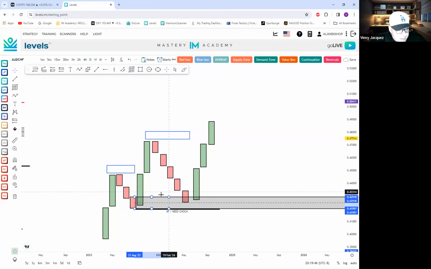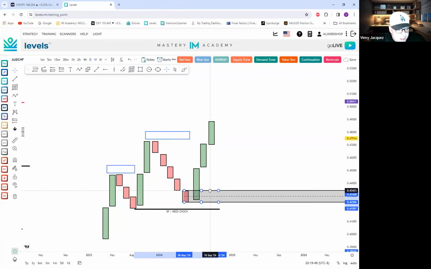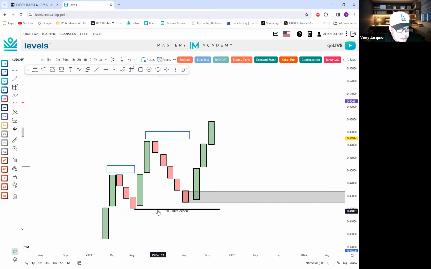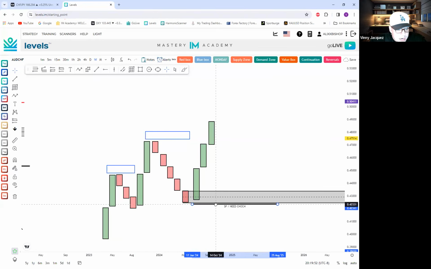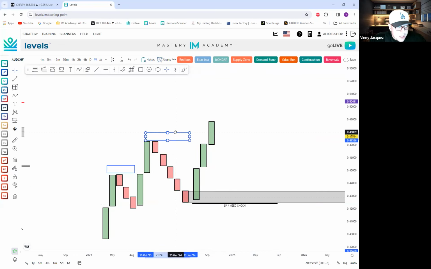Right? So now our zones, we just got to stay fresh. For me, I'm just keeping it fresh with the starting point. I should be keeping my zone updated. And again, levels will do this automatically for you. But if you're trading on TradingView, you should definitely do that yourself. You should always stay updated.